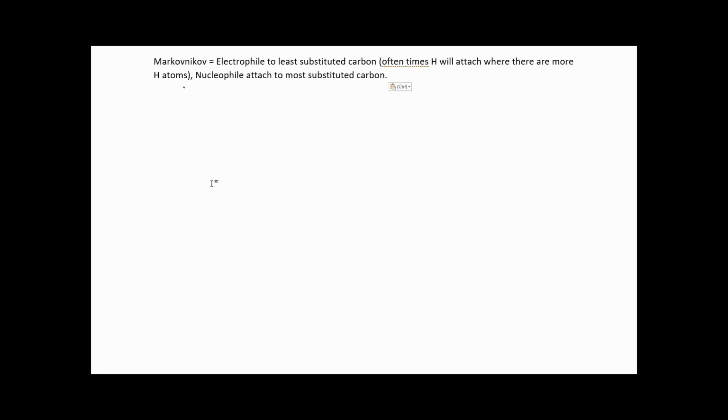Now I'm going to complete all of these reactions with the same molecule in order to show you the differences. So we're going to use a 1-butene. Now the first reaction we're going to do is called hydrohalogenation. This is where we have an HX, and that X is going to be either chlorine, bromine, or iodine.